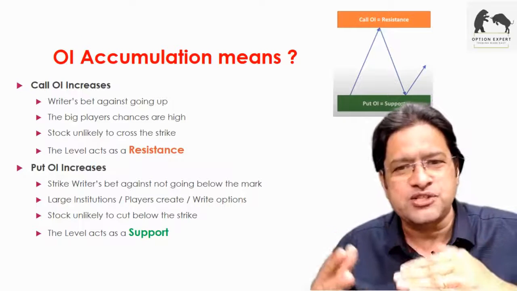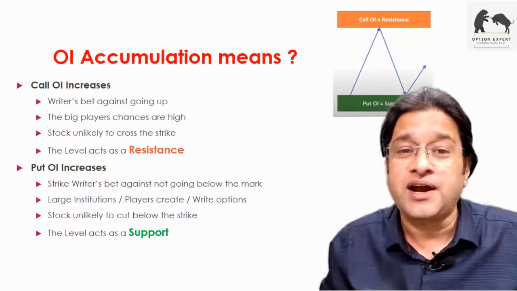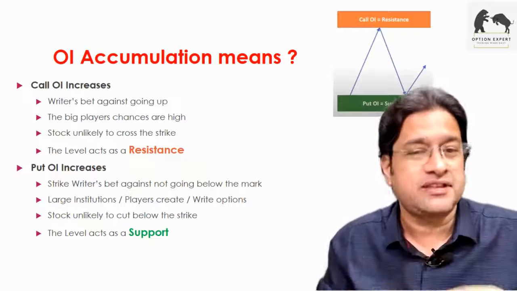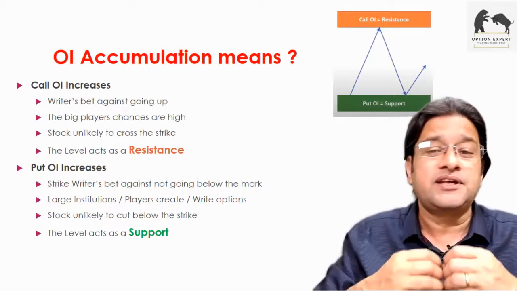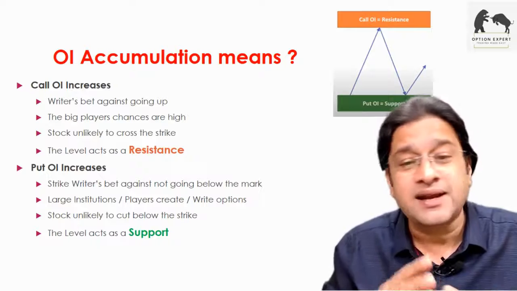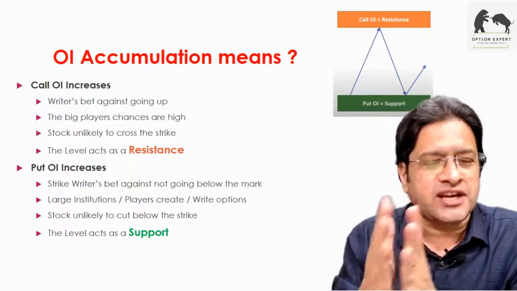So in an index, suppose you're seeing in Nifty there is a huge accumulation in the 11,300 put, which means the market is unlikely to go below 11,300. Similarly, there is a huge call accumulation at 12,000, meaning the market is unlikely to cross 12,000. So you need to watch this on a continuous basis.